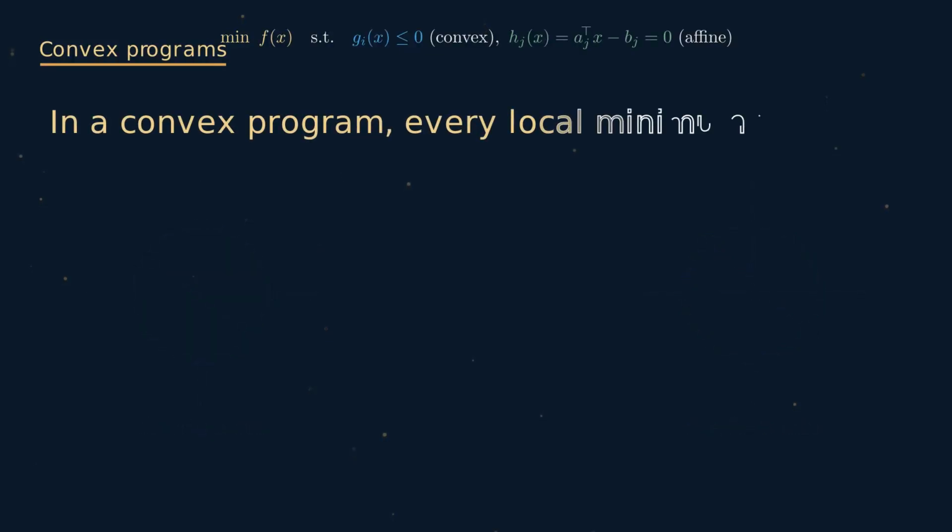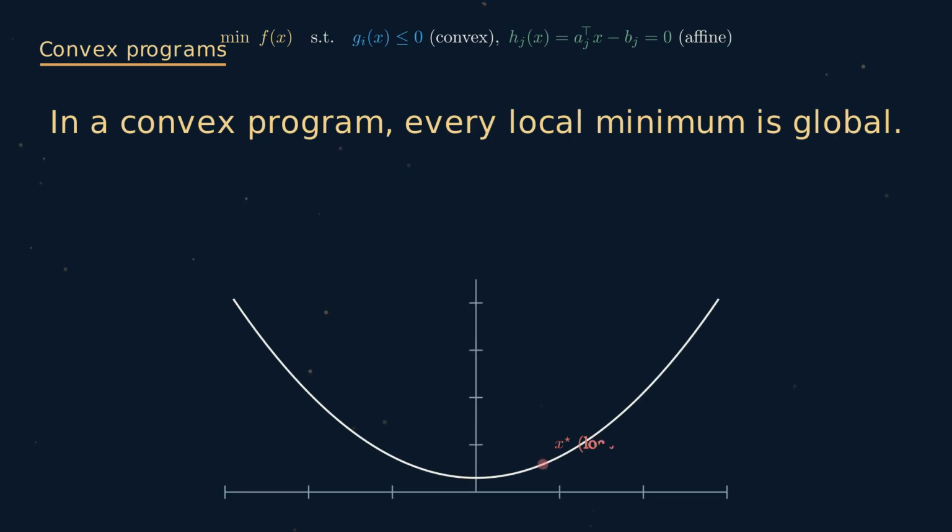And here is the payoff, the central theorem of the whole subject. In a convex program, any local minimum is automatically a global minimum. The reason is a one-line picture. Suppose some feasible point z were actually lower than your local minimum x star. The segment joining them stays feasible because the set is convex. And along that segment, convexity forces the function to drop immediately below x star, contradicting that it was the best point nearby. No such z can exist, so the local minimum had to be global all along.